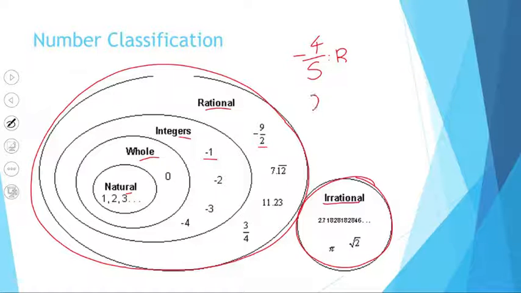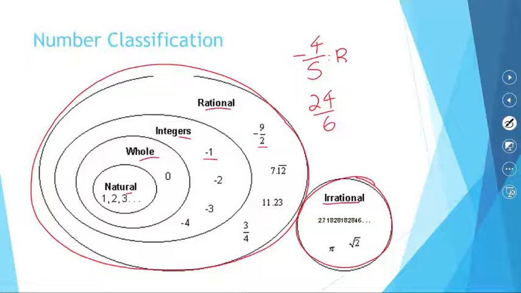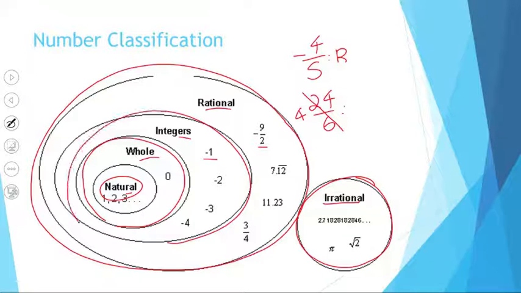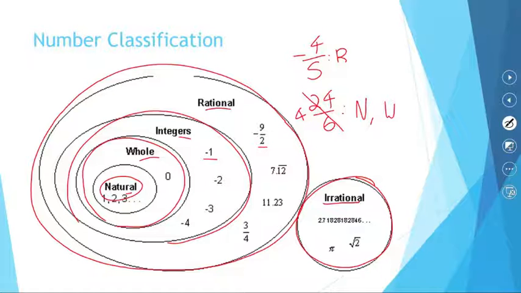Another one from our quiz, I think, was 24/6. Now, 24/6, this is a disguised number. It's kind of a trick question because this number is really the number 4, just dressed up funny. And the number 4 is a natural number. Thus, it's also, as you can see, a whole number, right? It's also an integer, and it's also rational. So it's all 4 of those categories: natural, whole, integer, and rational.